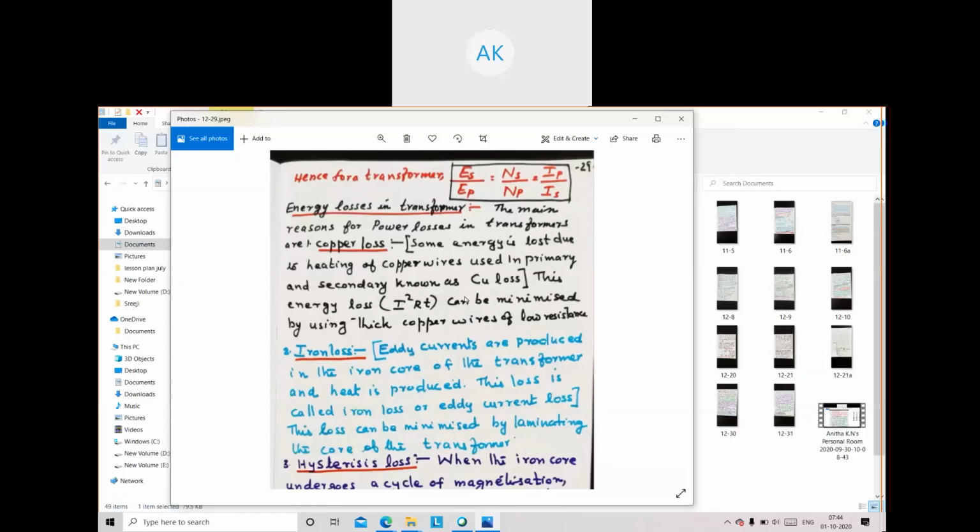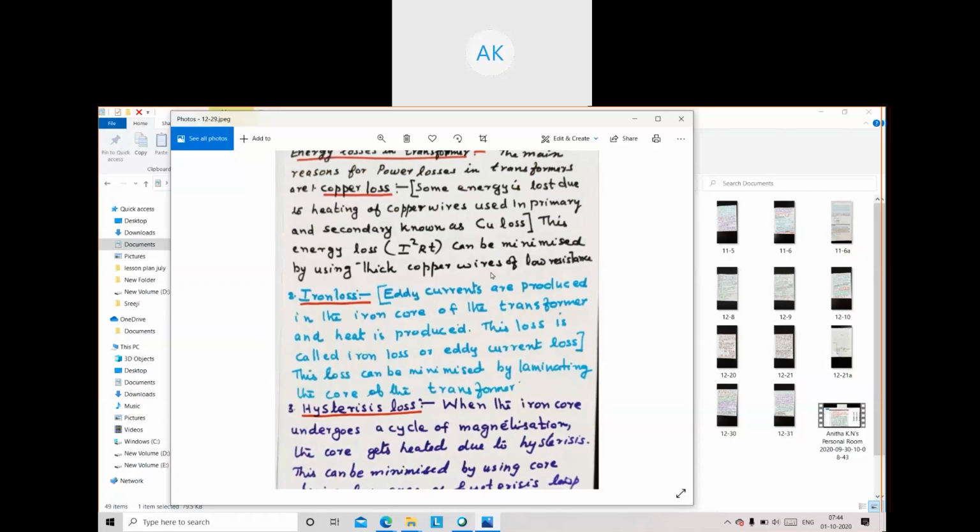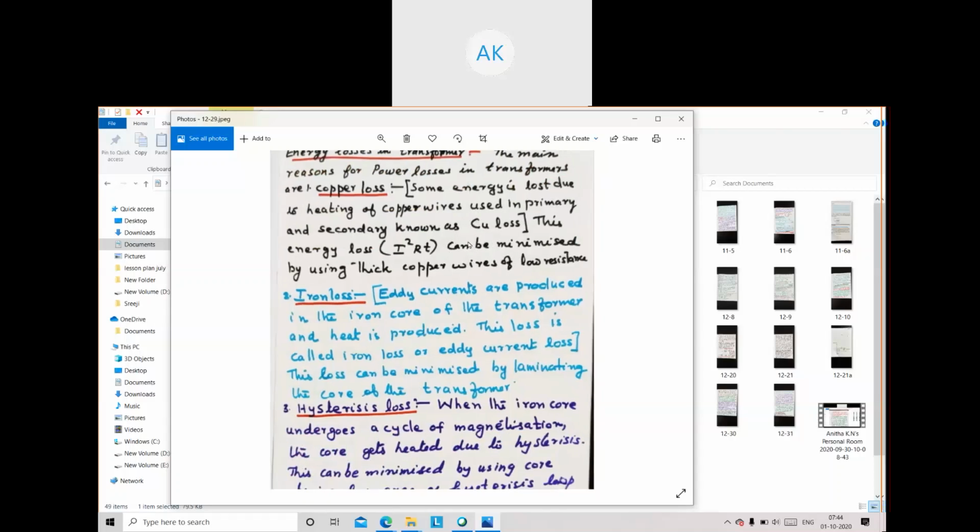And how can you minimize that? By using thick copper wires of low resistance. What are the losses and how will you reduce them? Important question. Copper loss is reduced by taking thick wires of low resistance. Thick, low resistance, since resistance is inversely proportional to cross-sectional area.